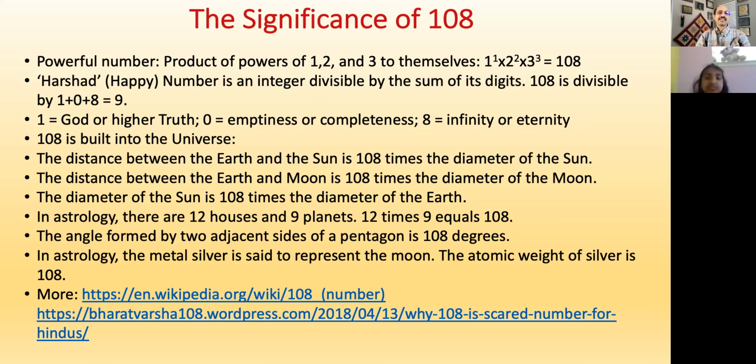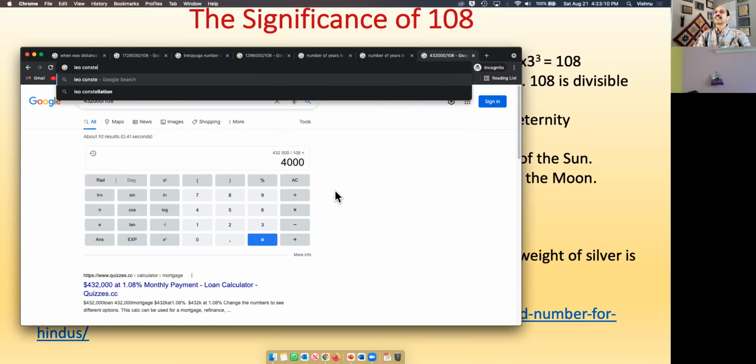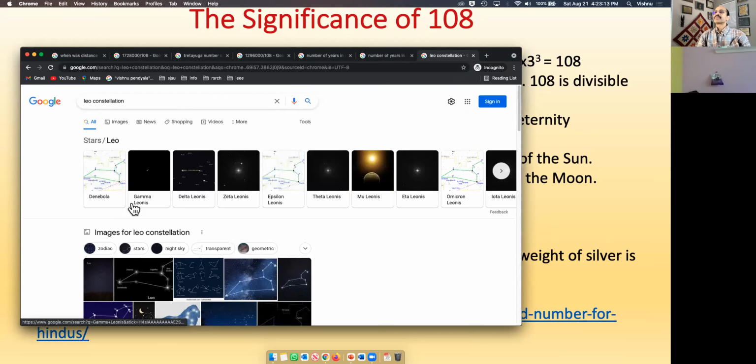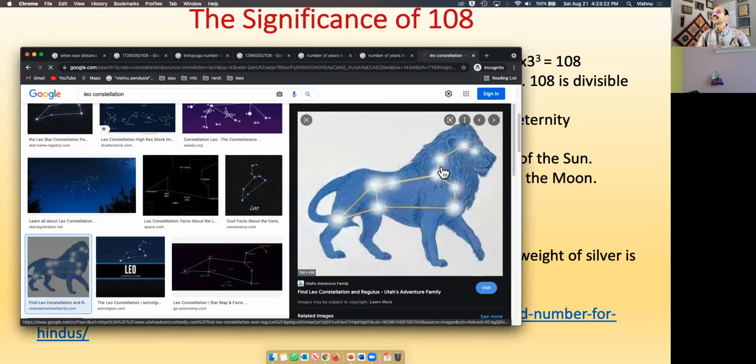So if you look, there's a very good app. You can see the constellations. Remember, there was an app we downloaded on Android. You point it to the sky, and it will show you the exact positions of the planets and the constellations and all that. Let us see, the Leo constellation. Images. See, it looks like a lion. The stars are aligned like a lion.